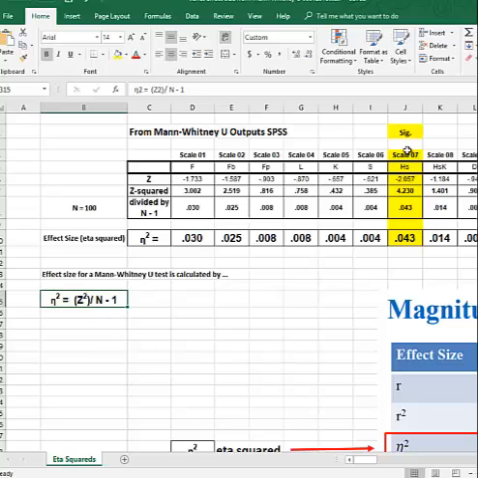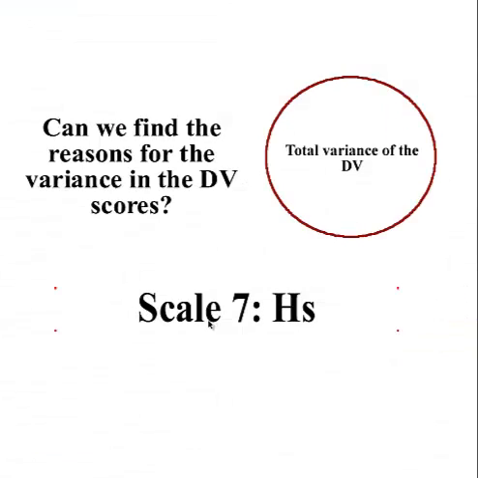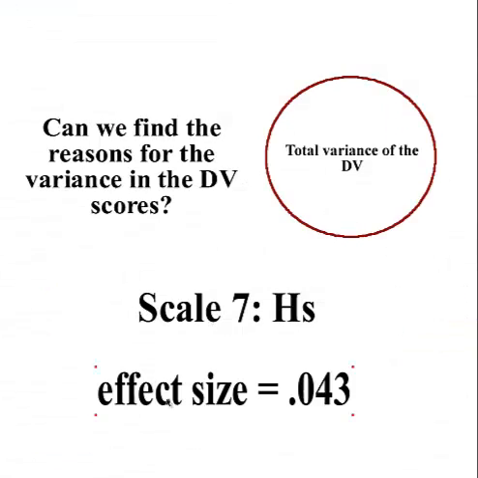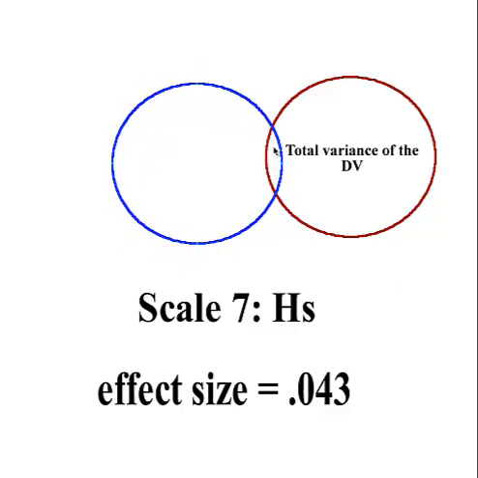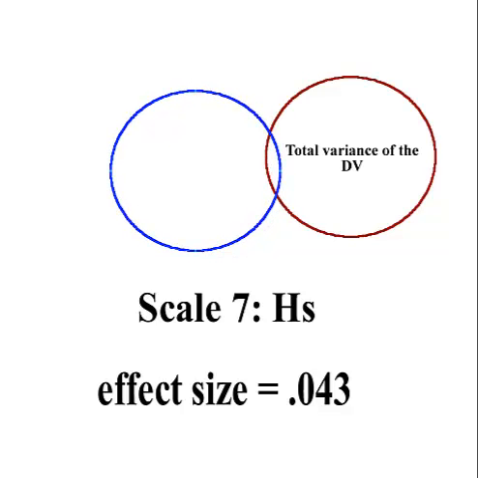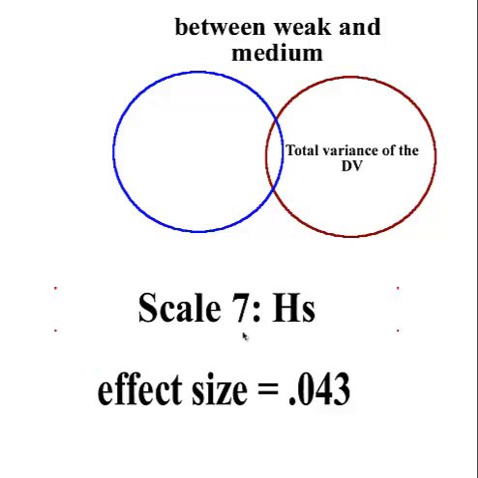So I took this very first one, scale 7, HS. The effect size was 0.043. So there's the scale, HS, and the effect size was 0.043, which means that your grouping can explain about this much of the variance. Not very much, around 4.3% of the variance. So that brings up a big question: is the variance coming from the grouping? According to the chart, that's between a weak and a medium effect size. It's not real weak, but it's not the strongest in the world.